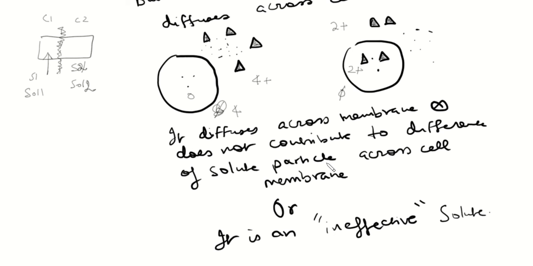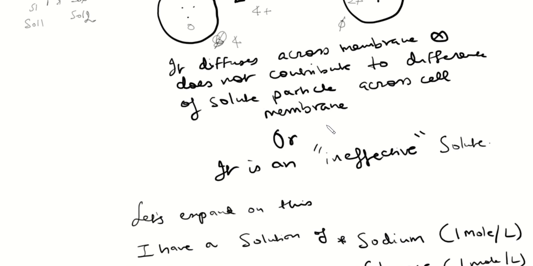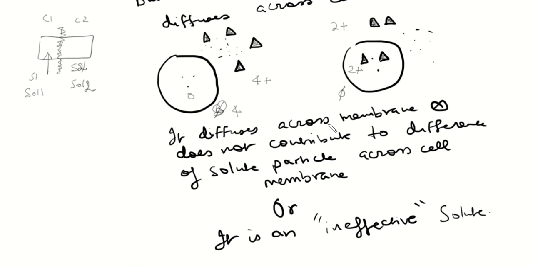That's one of the very interesting concepts: if a solute diffuses across the cell membrane, it does not contribute to the difference of solute particles across the cell membrane. And that makes it an ineffective solute. What does that mean? It's not going to contribute to the difference in osmolarity. That is a very important concept. This does not contribute to a difference in osmolarity, making it an ineffective solute.